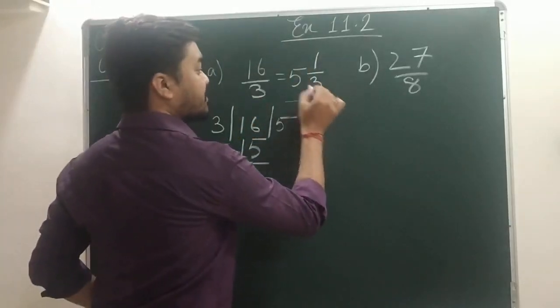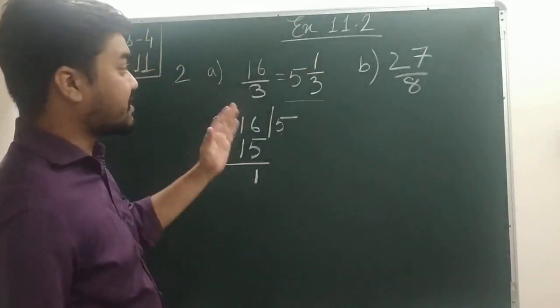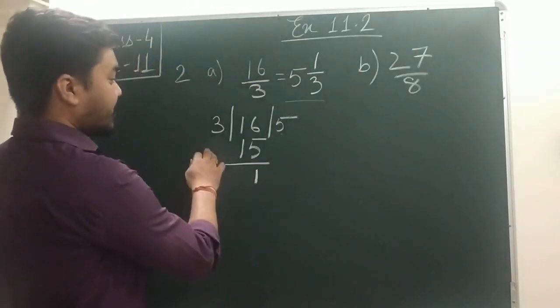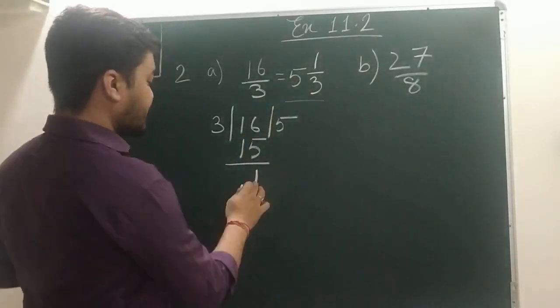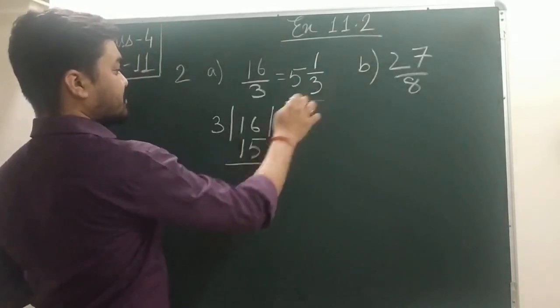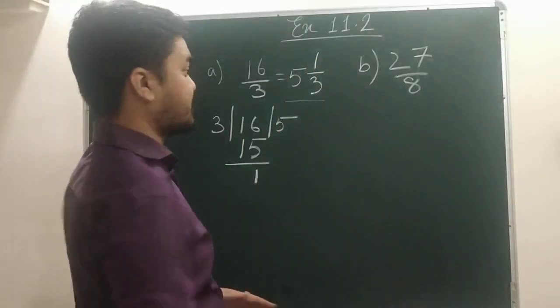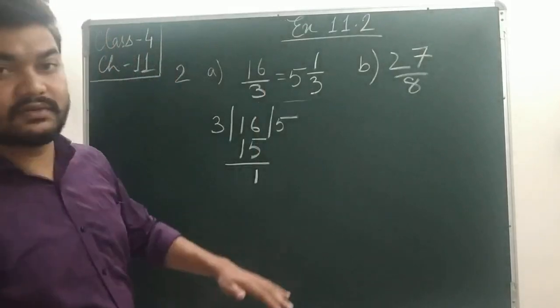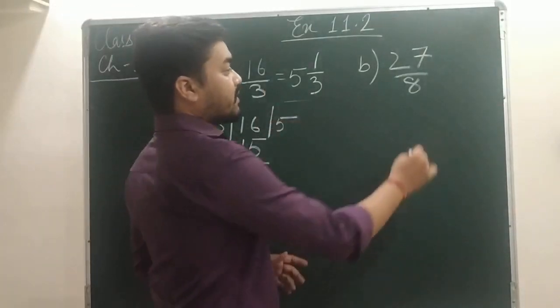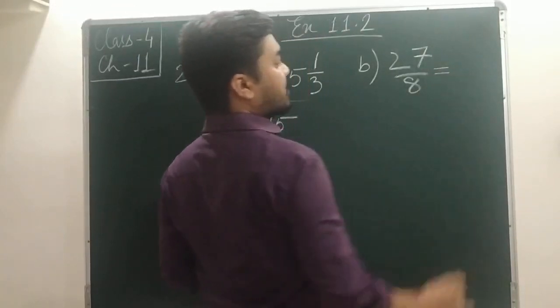So the mixed part is called mixed fraction. First we have to divide it. This quotient we have to write as a whole number. This 1 we will carry up, and this 3 we will write as it is. So the answer will come 5 1 by 3. Now moving to the next question.